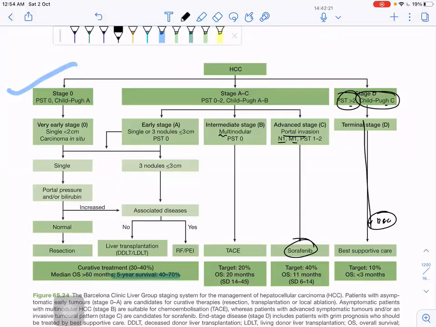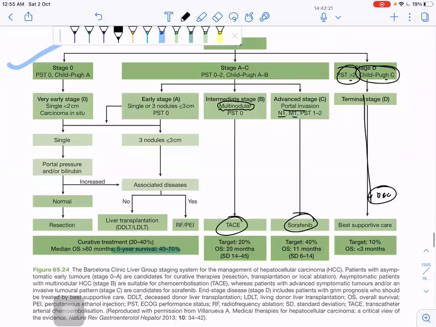If they give the word multinodular, then we have to go for TACE. Then this side is very easy. First you see PST score is 0 and Child-Pugh A, having a single lesion less than 2 centimeter, and it's carcinoma in situ.